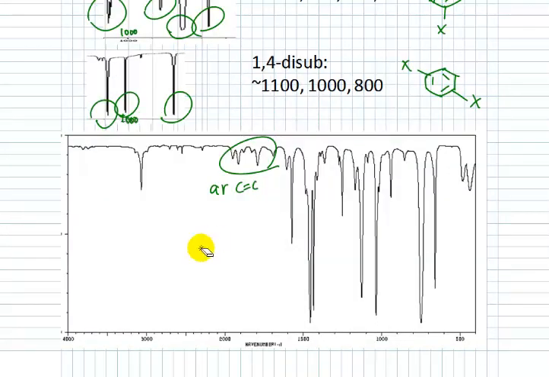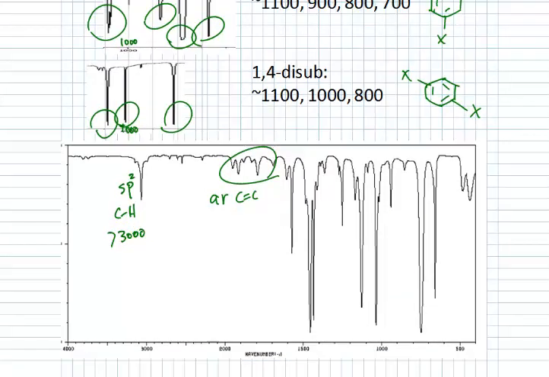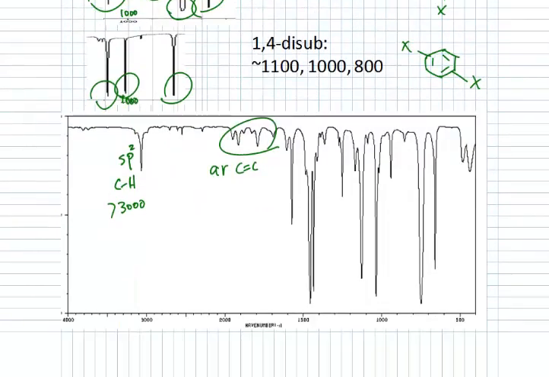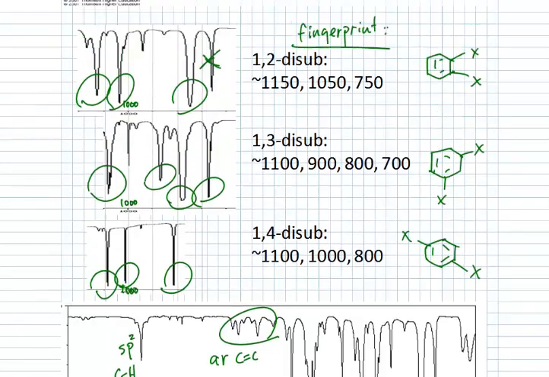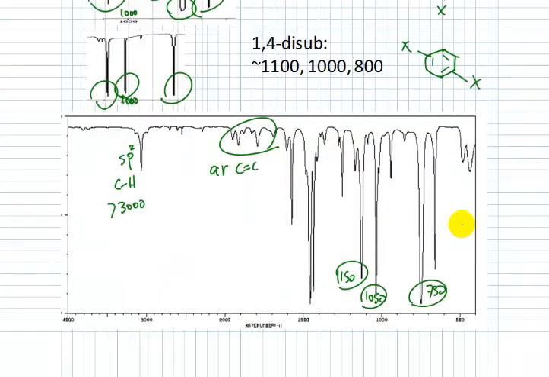So this is an aromatic compound. We can tell because of all the garbage that's happening in here between 1700 and 2000. We've got some sp2 CHs right here because they're just a little bit above 3000. And then we've got some substitution pattern stuff going on here. This looks like about 1150. This looks like 1050. This big one, 750, right there. That's characteristic of a 1,2 di-substitution pattern.